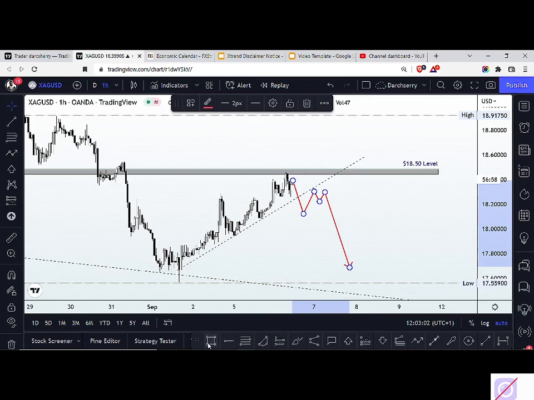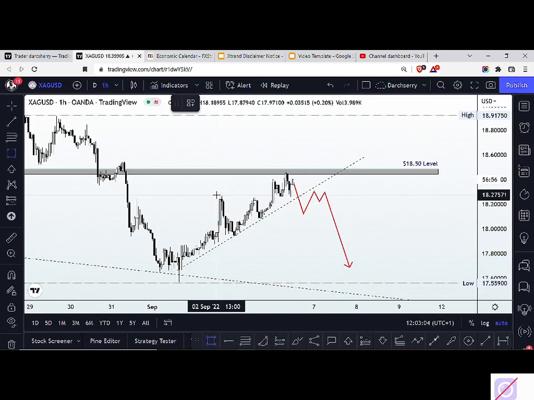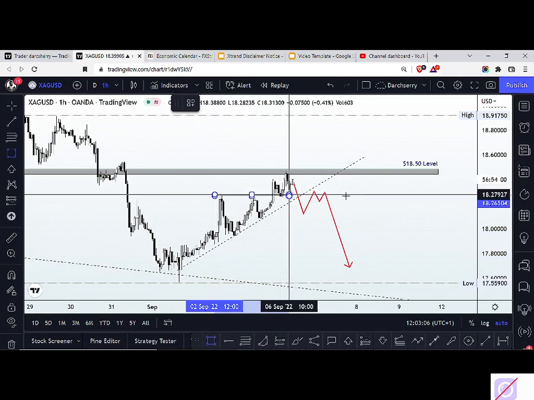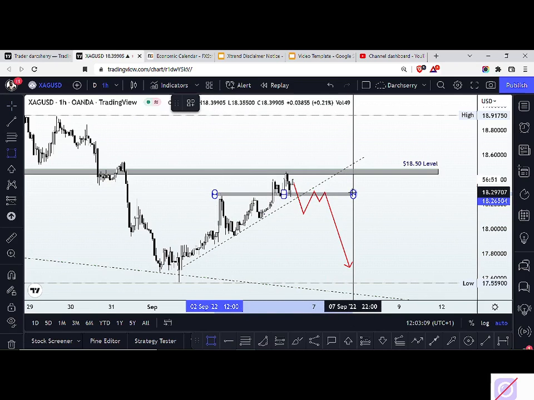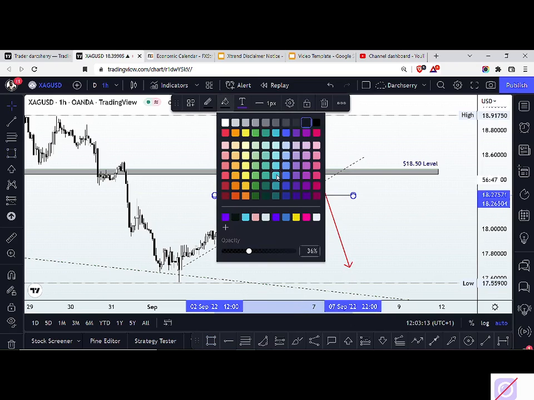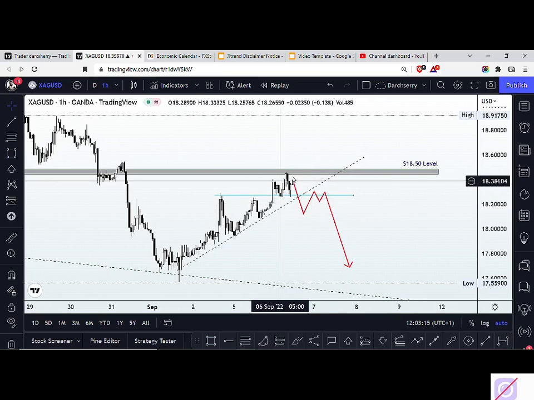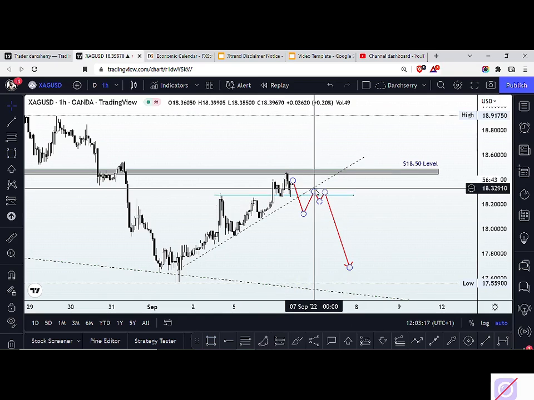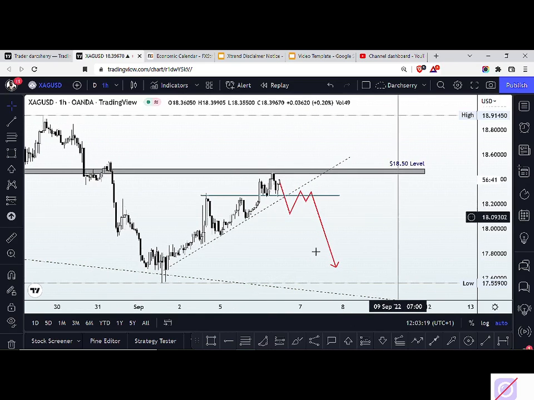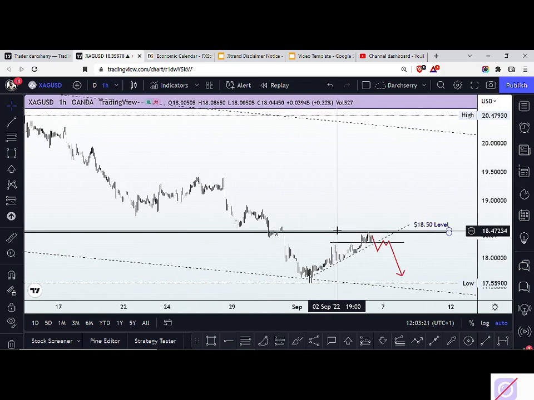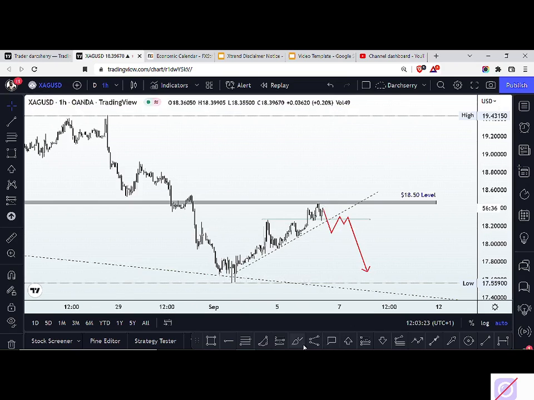And where is that structure? We have somewhere here. It's a very simple setup that we can take advantage of. So we want to see a breakdown, a retest of structure, then we can join the decline to the downside on the silver. Now, the other scenario we want to see is if price breaks out of the structure.